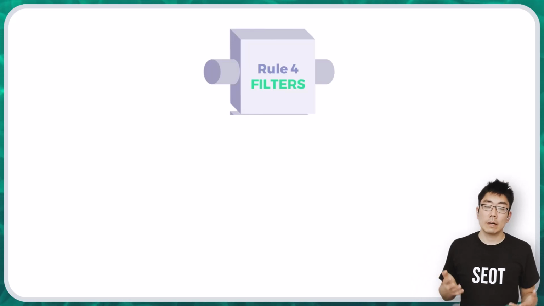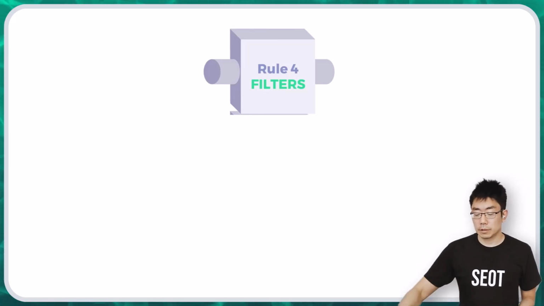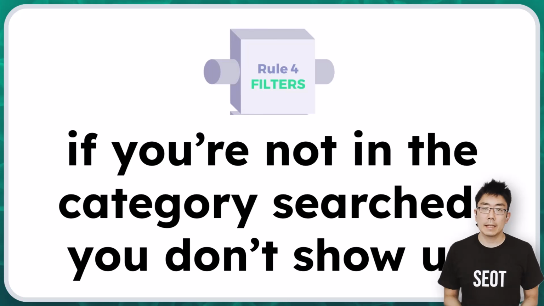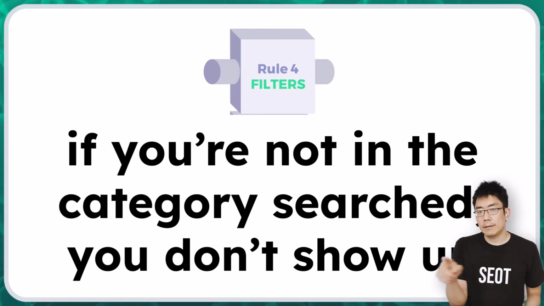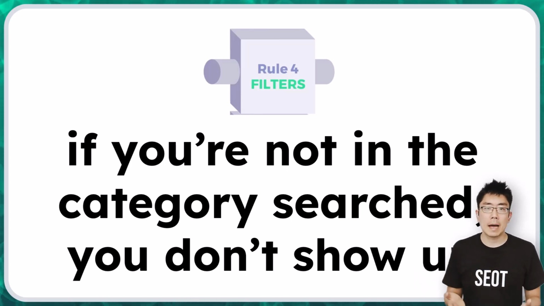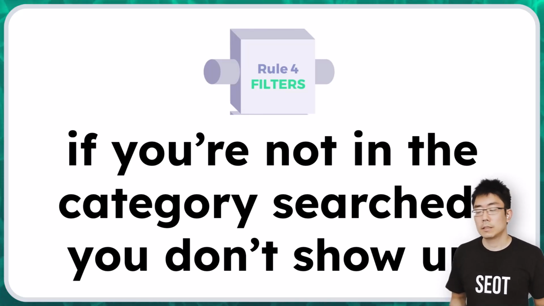Last week, we looked at rule number 4, which is about filters. And we learned that if you're not in the category being searched, you don't show up for the search at all. You don't go past this step. We learned that if you click any of the menu items at the top, like math or elementary science, the TPT system automatically assigns those categories. And so then your resource won't show up unless you match the categories.